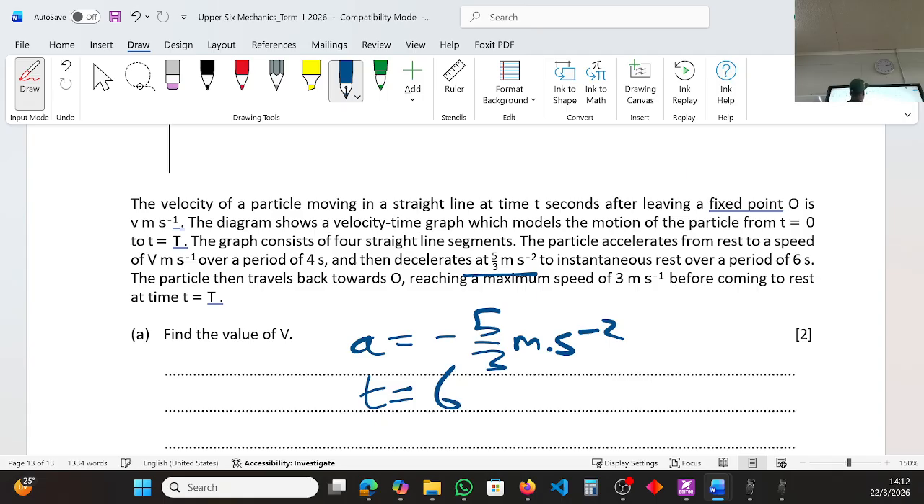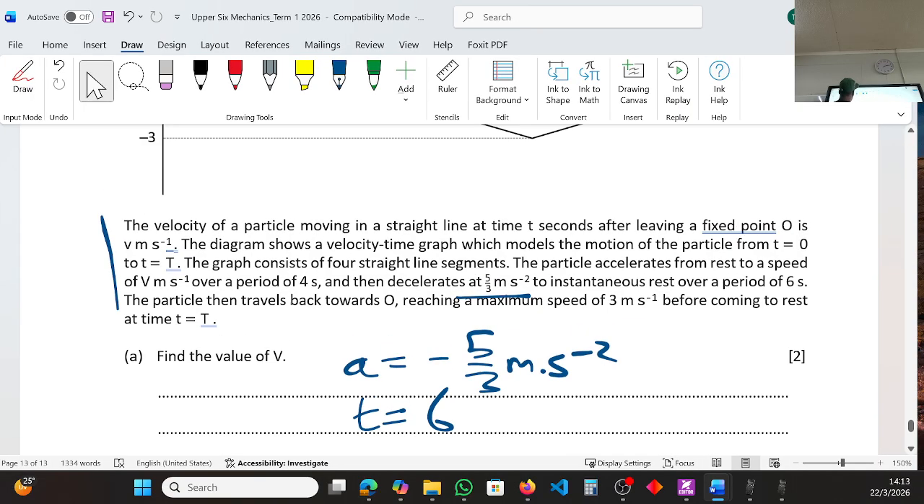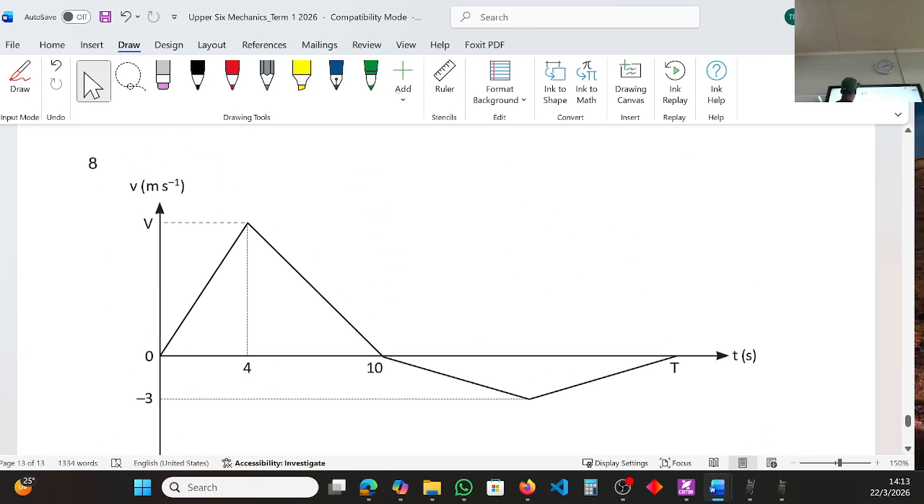equal to 6, where this negative could travel meters per second before coming to rest. So we are told that the time will be T seconds there.